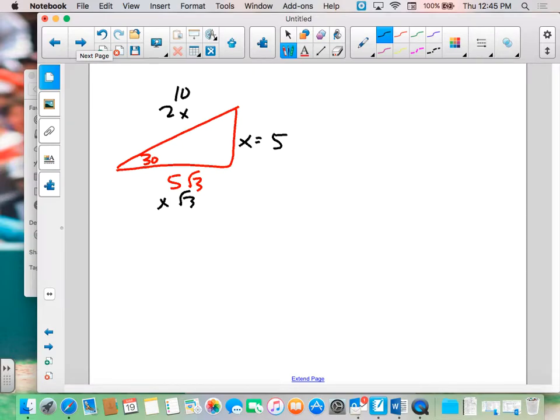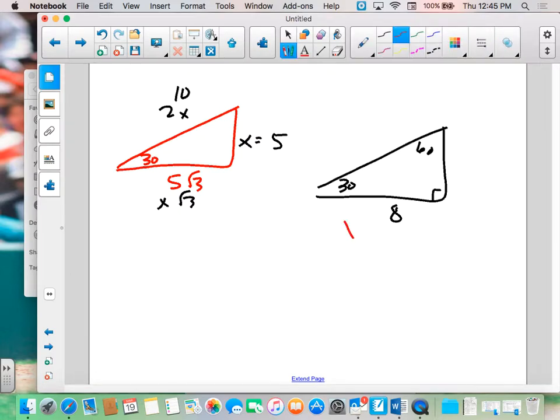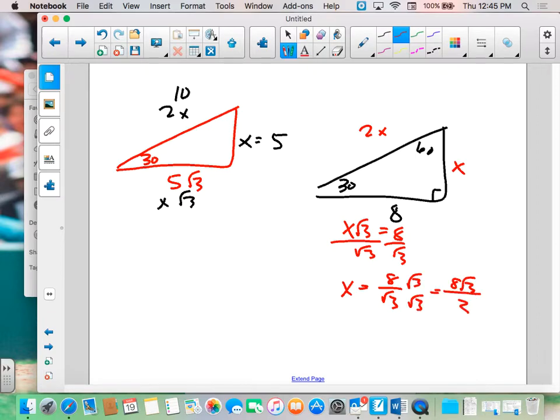So what if I made one a little bit harder? And I made the side across from the 60 equal to 8. So now you're going to have to say that this side is x root 3. This is x, and this is 2x. So I need to solve for x, so I'm going to divide by root 3. So x is 8 divided by root 3. These are your properties of radicals. You cannot have a square root on the bottom, so you multiply by what is on the bottom. And now you have 8 root 3 over 3.